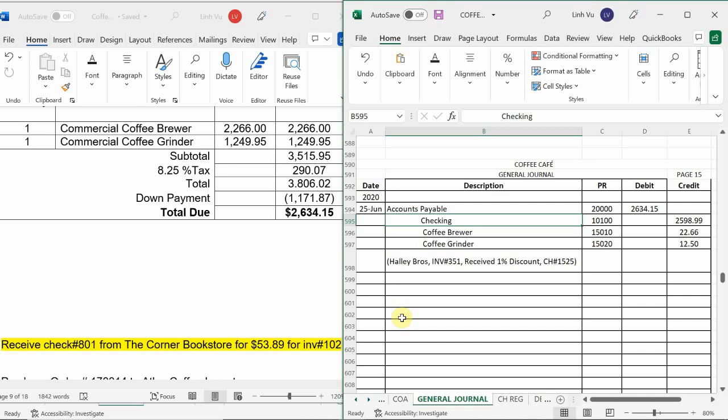Accounts what? Accounts receivable, right? Because we received money, right? That means for the corner bookstore, they owed me money. Now they're paying for what they owe, so I have to decrease their accounts receivable. Okay? What else do I need to recognize? Checking. I got money, right?